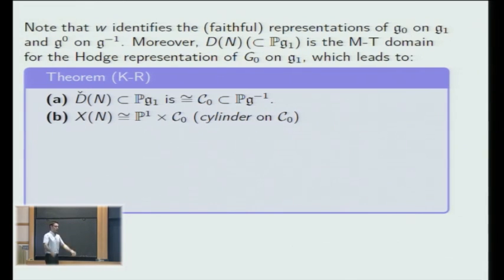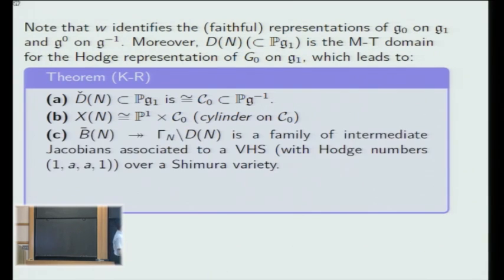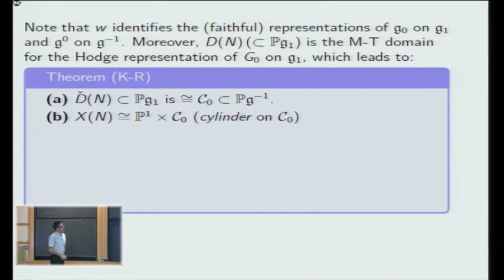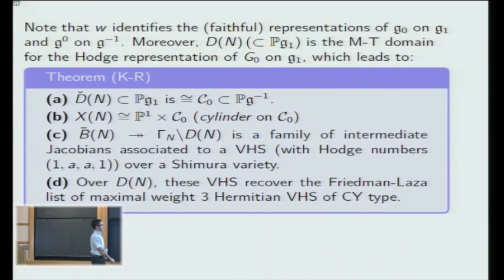So we have a sub-Mumford-Tate domain of D check that looks like a cylinder on C_0, where we had a Schubert variety that was a cone on C_0. I'll get to that in a second. Then B bar of n over D of n mod gamma n is a family of intermediate Jacobians associated to a variation of Hodge structure with Hodge numbers 1,a,a,1 over a Shimura variety. Let me go back to the picture. This thing here corresponds to the Lie algebra of the Shimura variety. This is the Hodge representation, the 1,a,a,1. And finally, over D of n, these variations of Hodge structure recover exactly the Friedman-Laza list of maximal weight 3 Hermitian variations of Hodge structure of Calabi-Yau type.